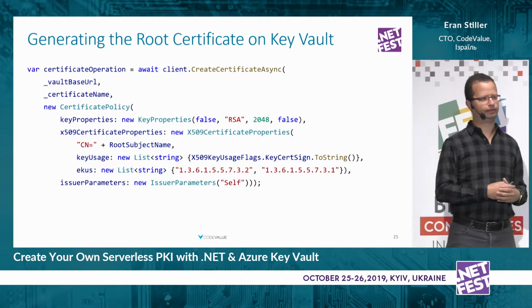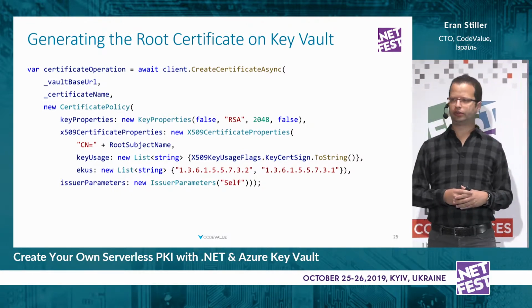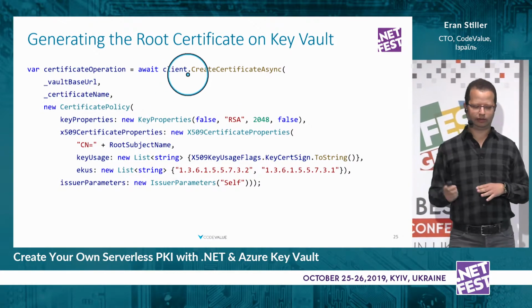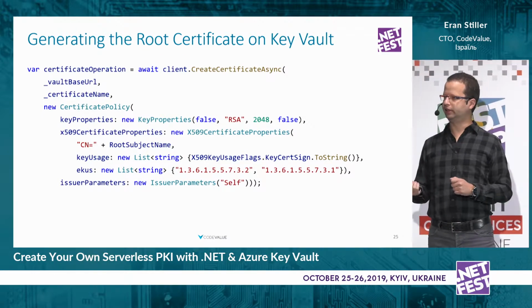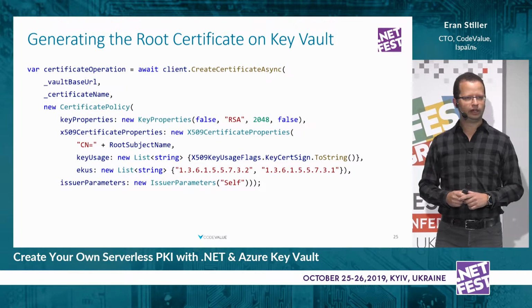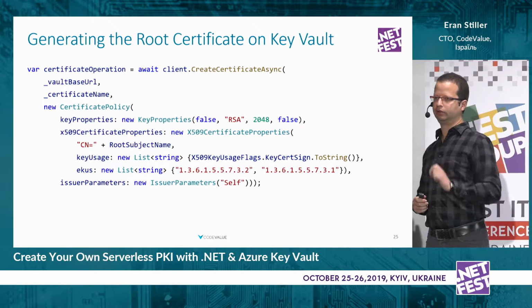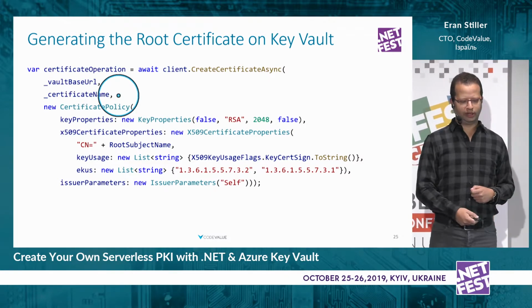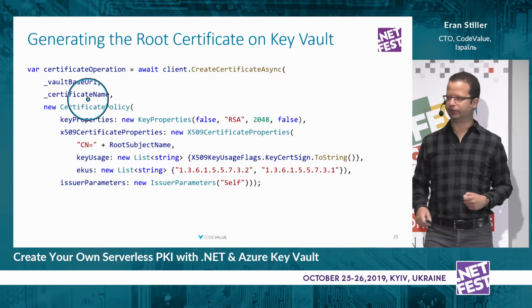So we have our resources. The first thing that we want to do is generate the root certificate on Key Vault. Now, it looks something like this. We have a client, which is the Key Vault client from the Key Vault SDK. It has a method CreateCertificateAsync. Now, this method generates a certificate on the Key Vault, and returns a reference to you. We give it the vault URL, our Key Vault identifier. We give it the name we want for the certificate.